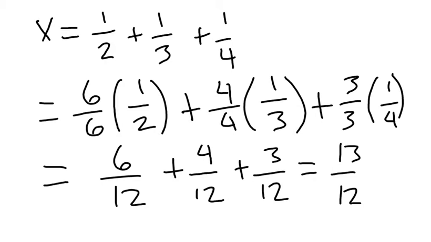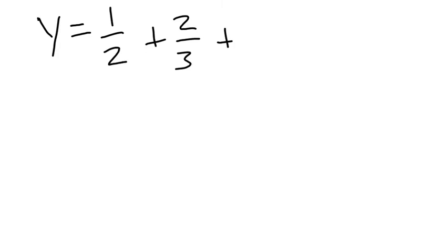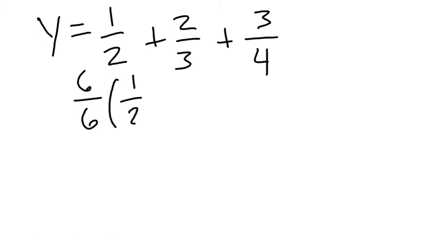Now on the next slide we're going to go on and try and put 12 in the denominator for y, so we can just add x plus y with a 12 for the denominator. So like we did with x, we're going to write down what y was, and y was 1/2 plus 2/3 plus 3/4. We're going to be multiplying the 1/2 by the same thing as we did with x, which is 6/6, to get 12. So 6/6 times 1/2.